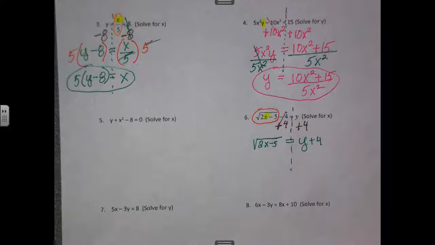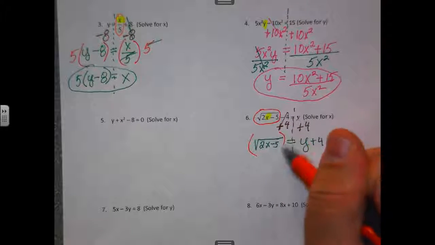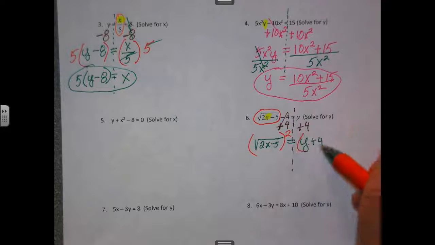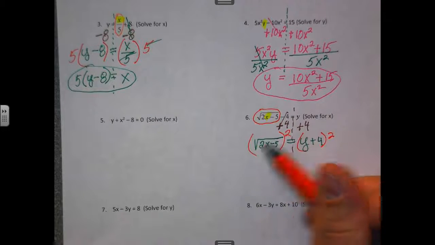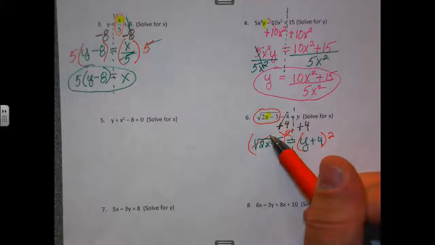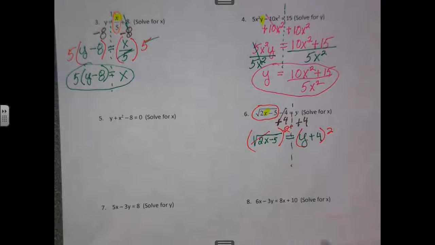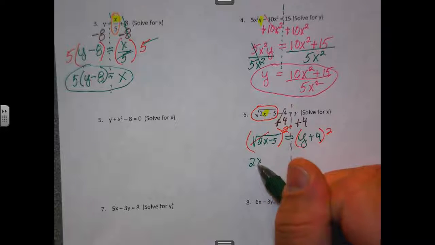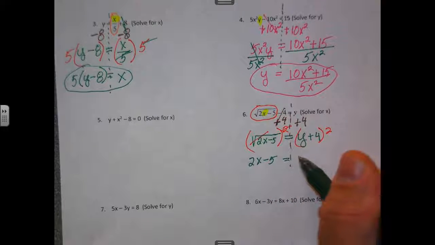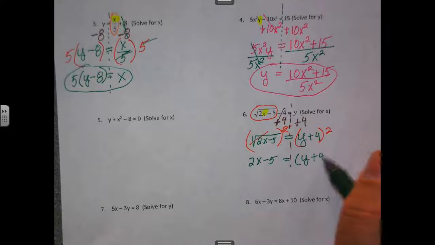Okay. I have to get rid of that radical before I get to the x. What undoes a radical? Squaring, right? I kind of gave you a hint. I'm going to square both sides. So the square cancels out the radical, and I get 2x minus 5 equals y plus 4 squared.